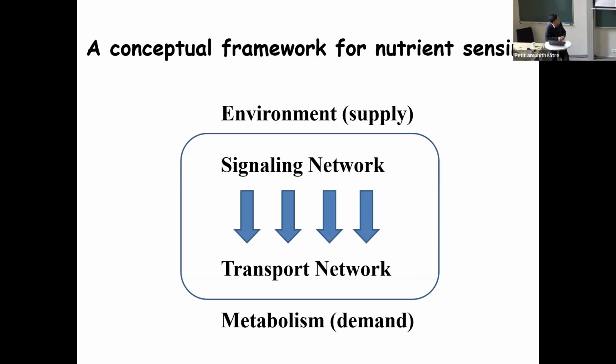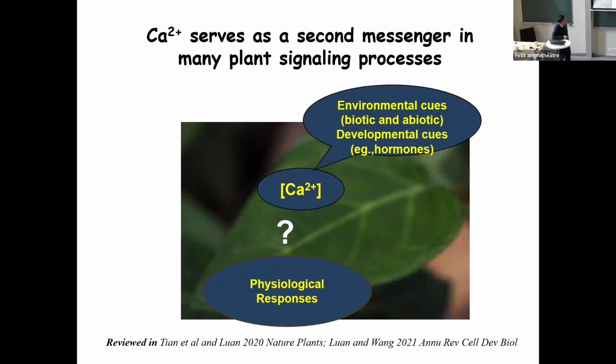So my lab has been trying to understand the integration of these two networks. And within the signaling network, calcium is a very important signal messenger, not only in plants, but also in other eukaryotic systems. In response to different external or developmental cues, plant cells often raise the level of calcium in the cell, and that serves as a signal messenger that transmits different signals into different physiological responses.